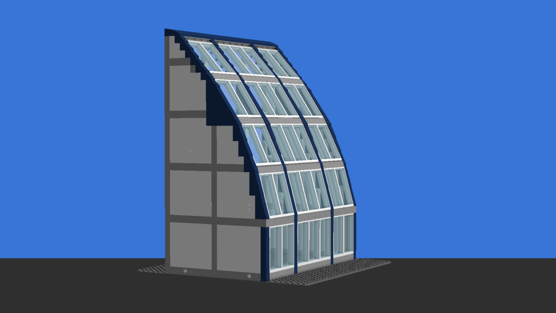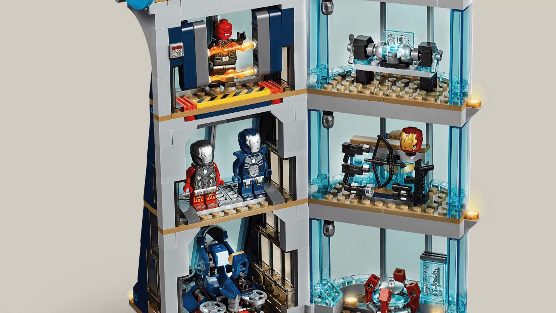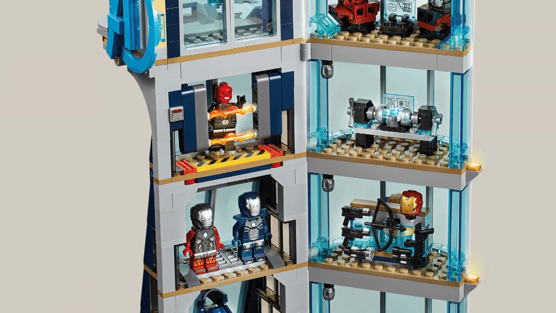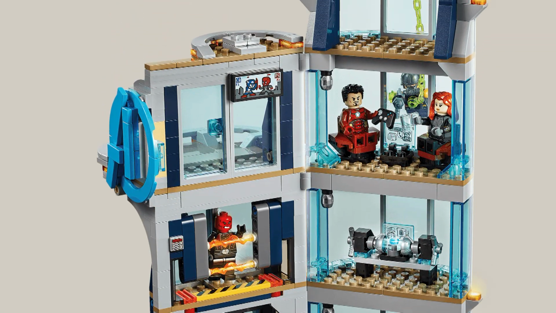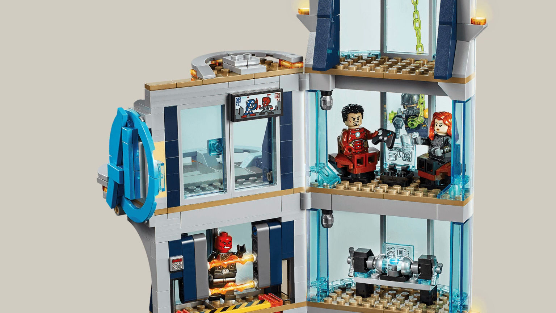of that set. Because there's a lot of glass in the building, the interior will be very visible. So it will need to have interior fittings, and the floors will need to be separable to get to the interiors in the style of most LEGO modular buildings.